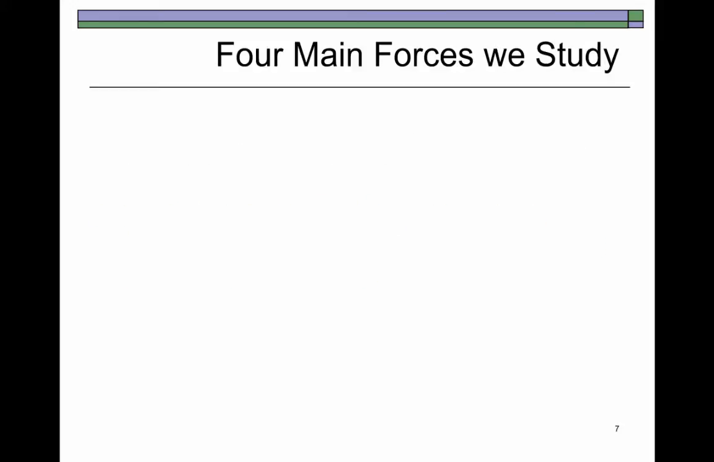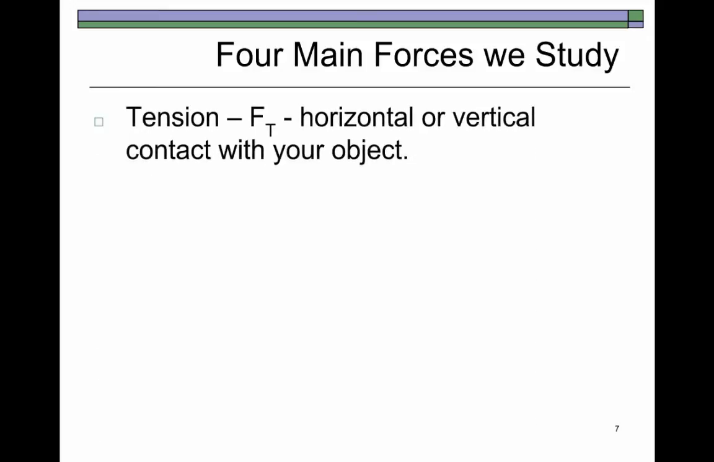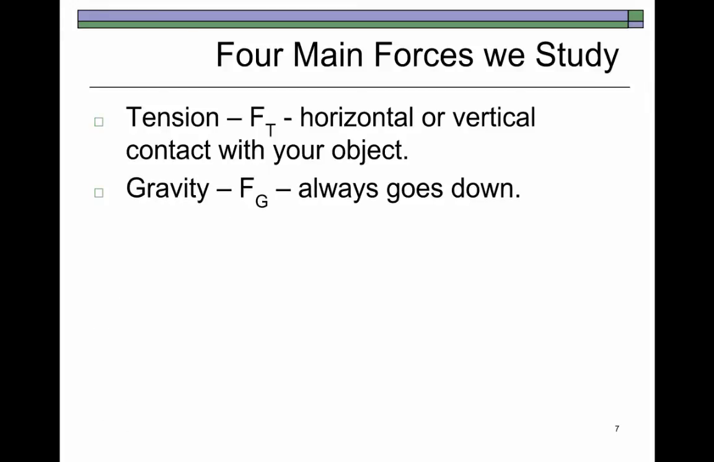The four forces that we are going to study. The first one is tension, and it's abbreviated FT. F stands for force, T is tension. It's going to be a horizontal or vertical contact with your object. FG is gravity. Gravity always goes down.